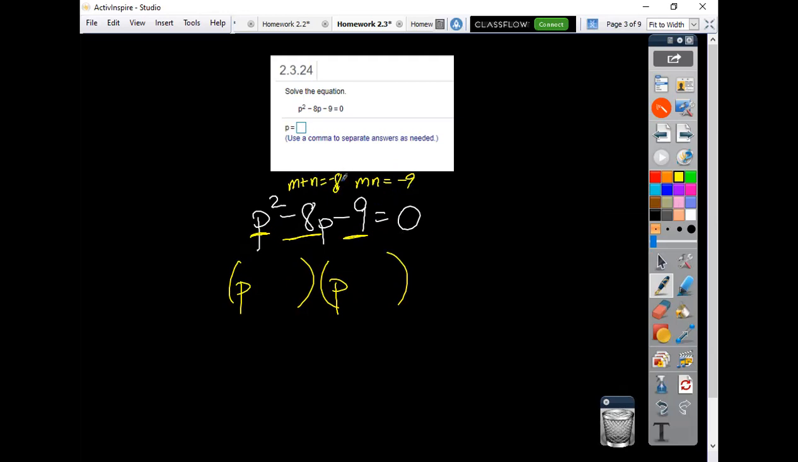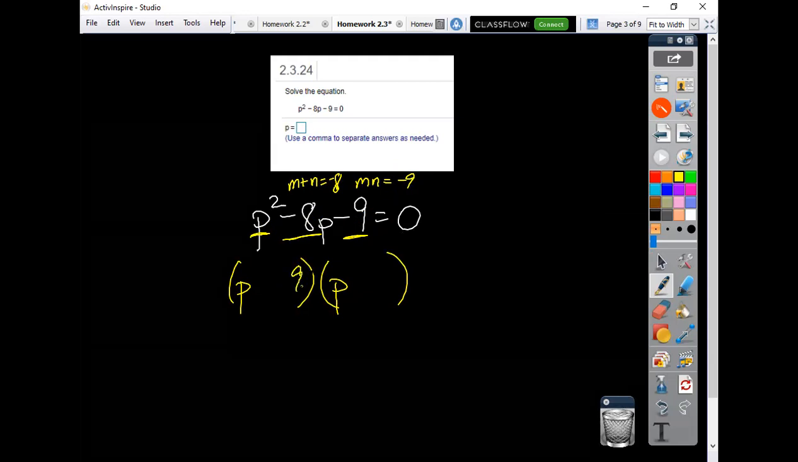Hopefully you can think about that without taking too long. 3 and 3 aren't going to give me an 8, but 9 and 1. And one of them's negative and one's positive because they multiply to a negative 9. So positive and negative. I want their sum to be negative. So the bigger number negative, smaller number positive.